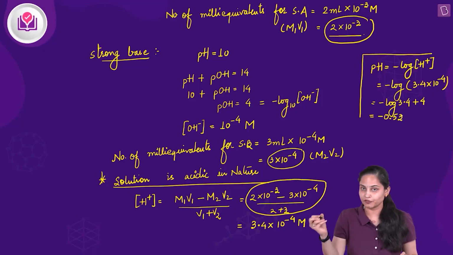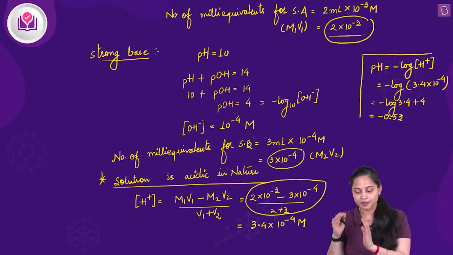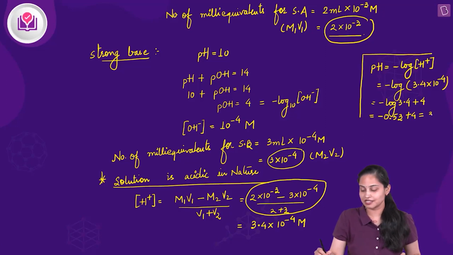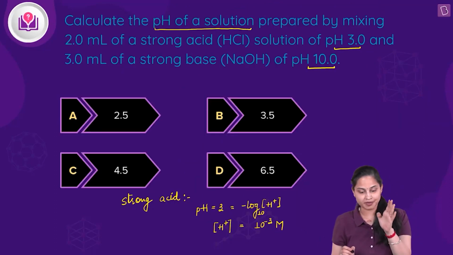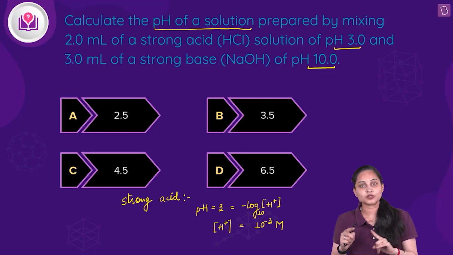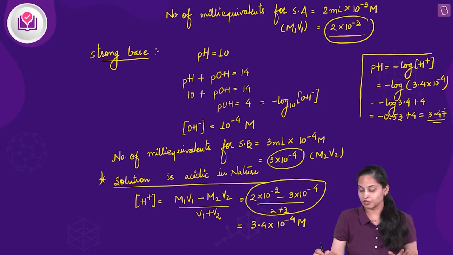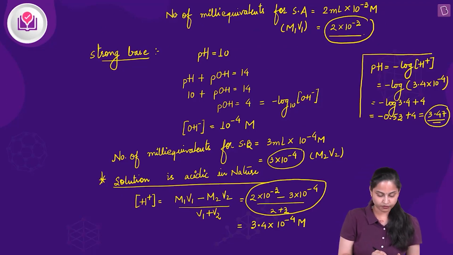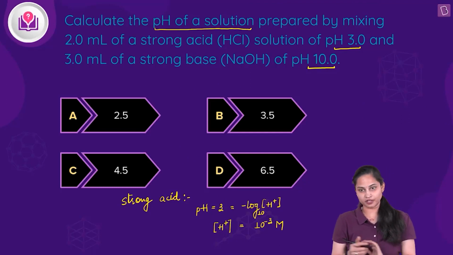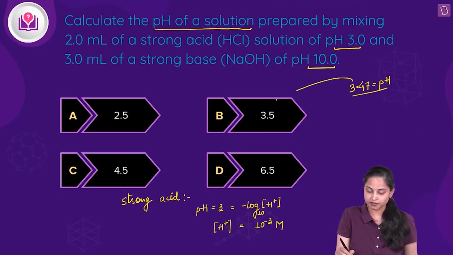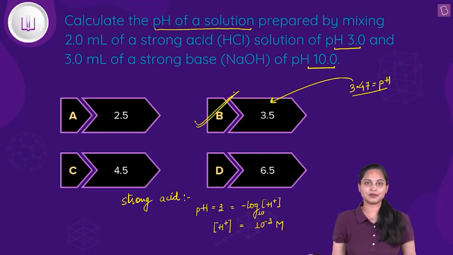The value of log 3.4 is 0.53. So it becomes minus 0.53, since the negative sign was there, plus 4. When you solve this, you will get your answer as 3.47. So the pH of a solution prepared by mixing 2 ml of a strong acid solution of pH 3 and 3 ml of a strong base of pH 10 comes out to be 3.47. So we can mark it as 3.5, and we can mark option number B as the right answer to this question.